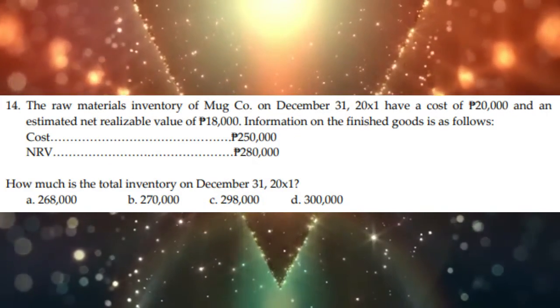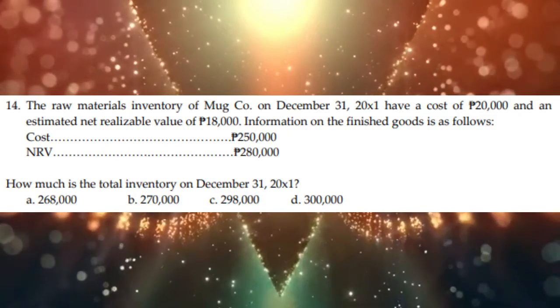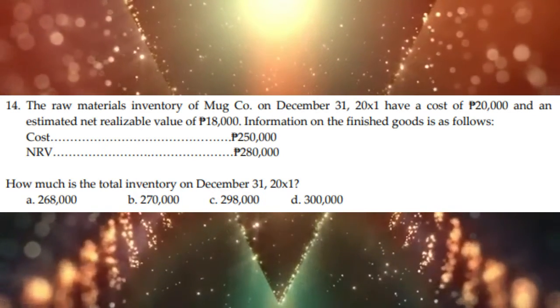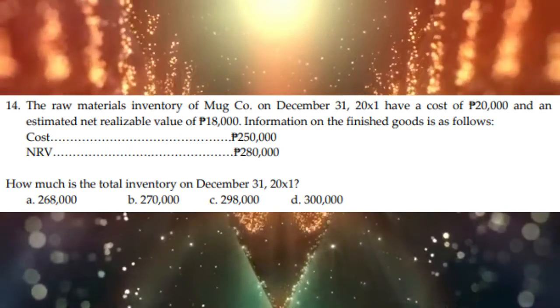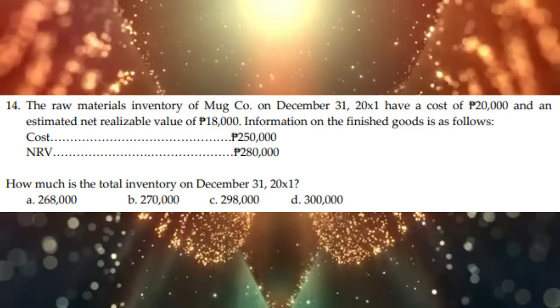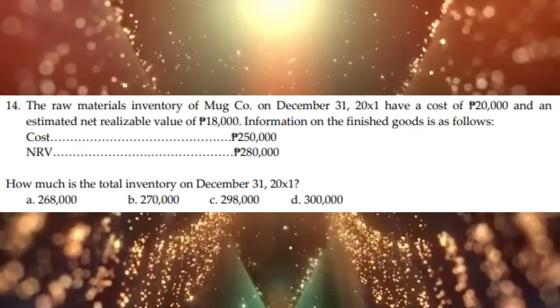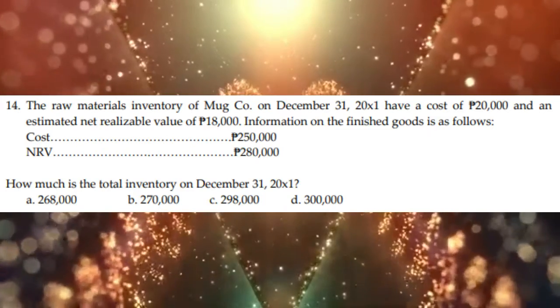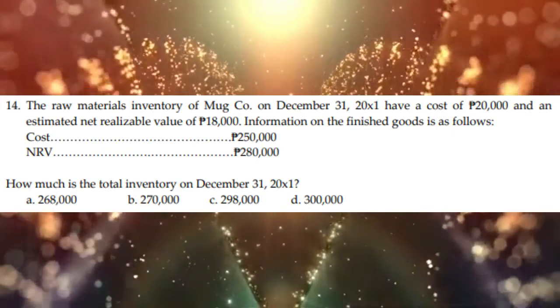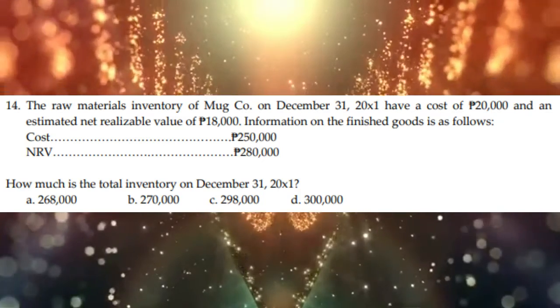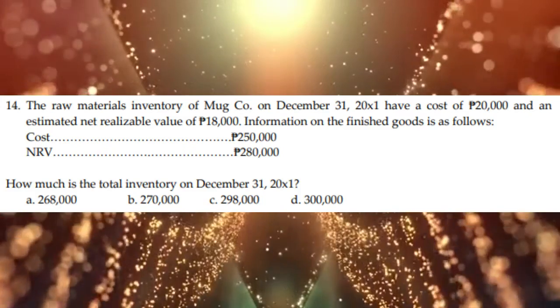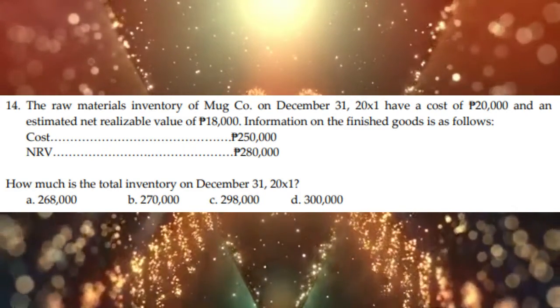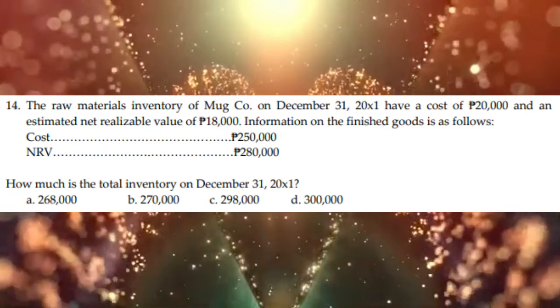The raw materials inventory of Magco on December 31, 20x1 has a cost of 20,000 pesos and an estimated net realizable value of 18,000 pesos. Information as follows for finished goods: the cost is 250,000 and the NRV is 280,000. So the question is, how much is the total inventory on December 31, 20x1?